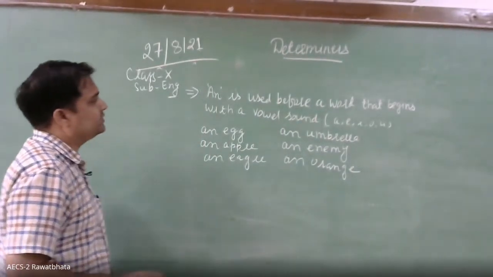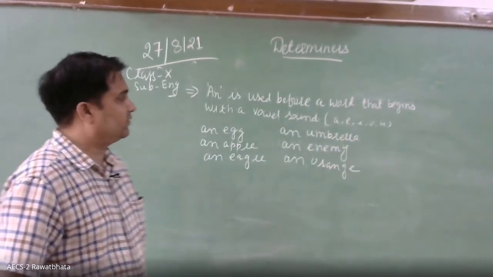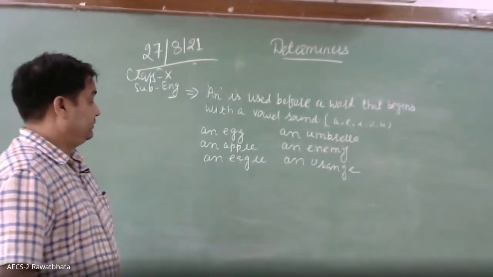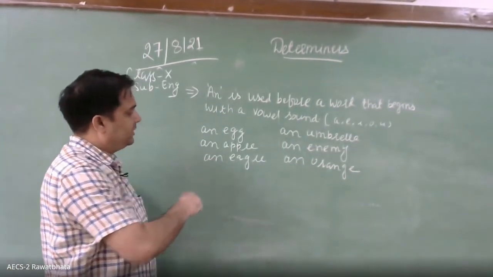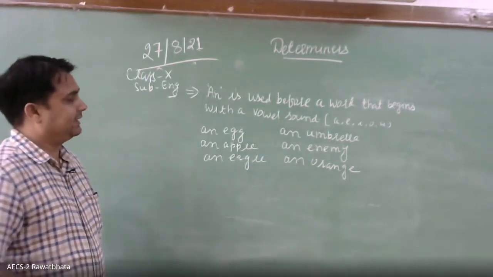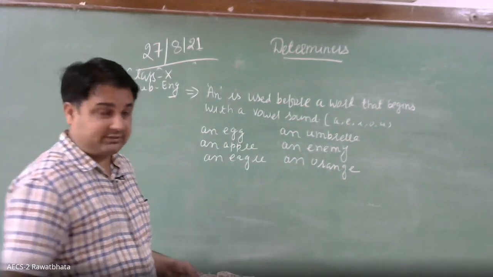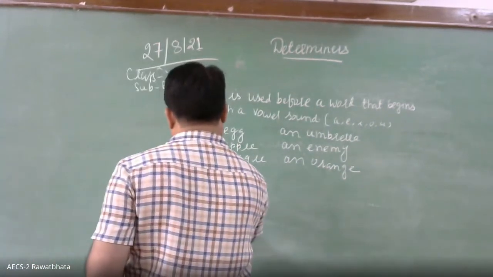Okay, so an is used before a word that begins with a vowel sound: a, e, i, o, u. An egg, an apple, an eagle, an umbrella, an enemy, an orange. Likewise, you have to use it, children. Then the exception.